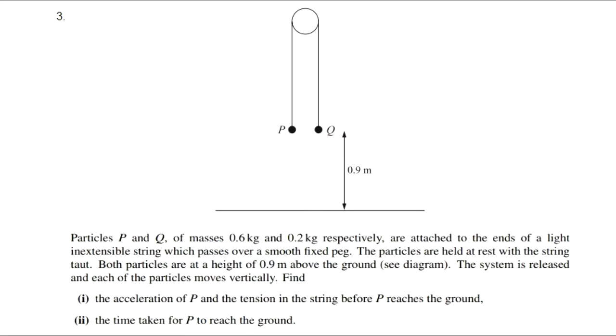The third question: particles P and Q of masses 0.6 kg and 0.2 kg respectively are attached to the ends of a light inextensible string which passes over a smooth fixed peg. The particles are held at rest with the string taut. Both particles are at a height of 0.9 meters above the ground. The system is released and each of the particles moves vertically. Find the acceleration of P and the tension in the string before P reaches the ground, and the time taken for P to reach the ground.